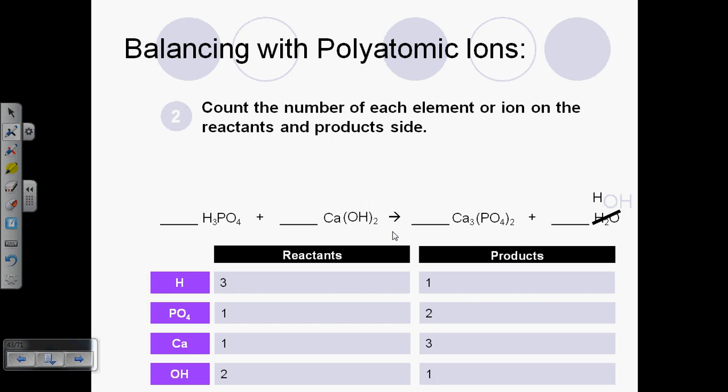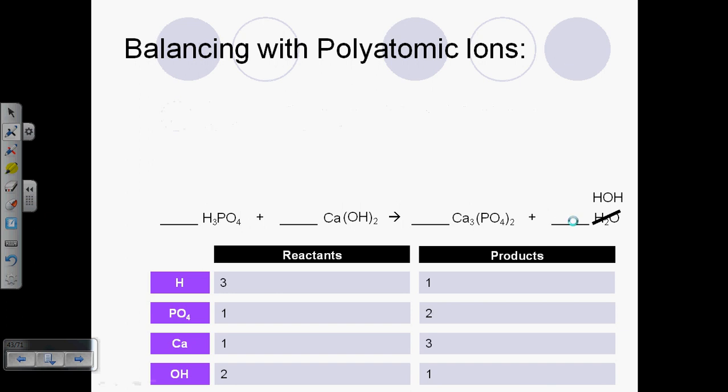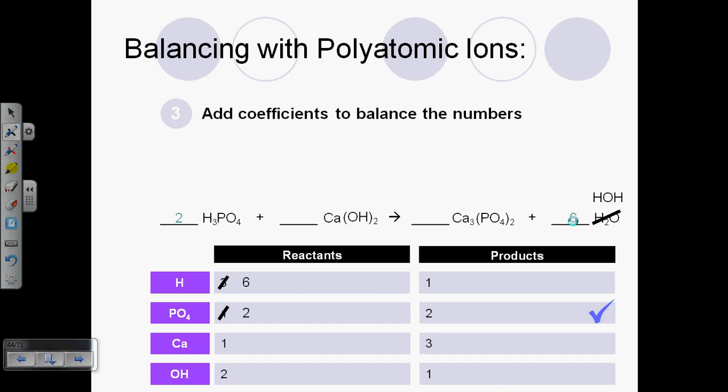So now we can go back and add in our coefficients. So if we have 3 here for our hydrogen, we're going to have to put a 3 by our water to be able to get that to balance out. Oh, I'm sorry, I did that out of order. We're going to do our PO4s first, I apologize.